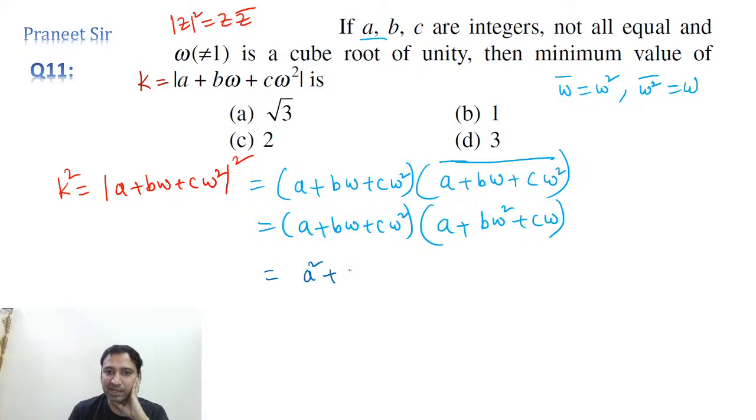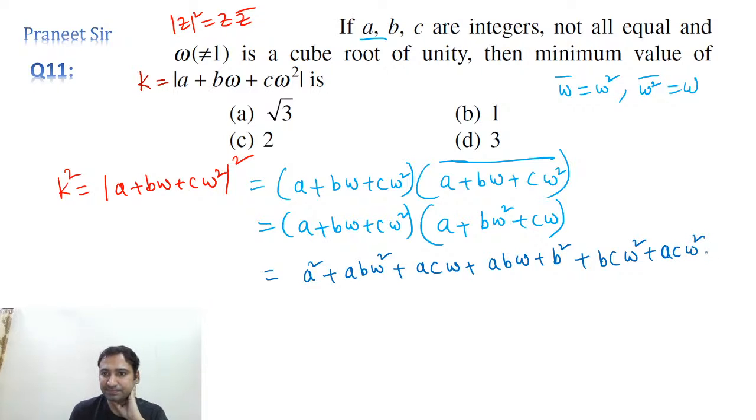plus A into B omega square, that is AB omega square, plus A into C omega, that is AC omega, plus AB omega, plus B square omega cube, which is anyway 1, and BC into omega square plus AC omega square plus BC omega power 4, omega power 4 is omega only guys, and then C square omega cube. That's what we're getting. Correct now?